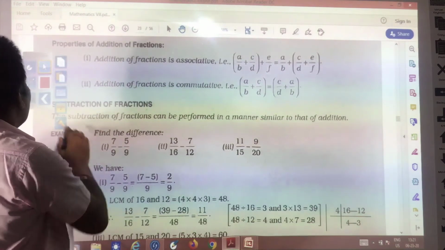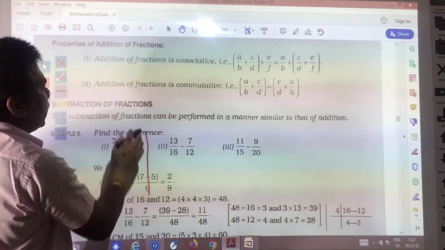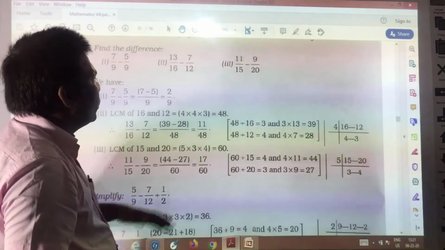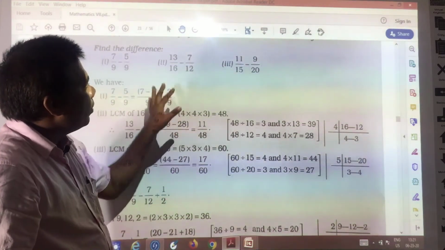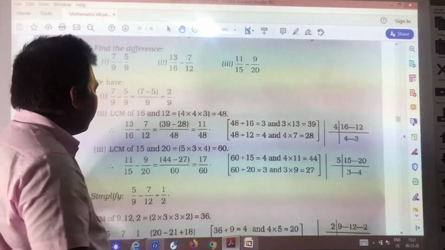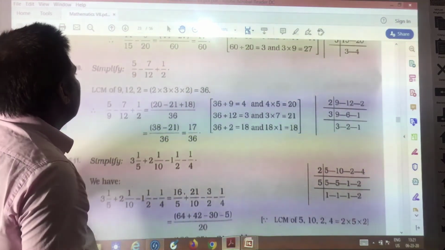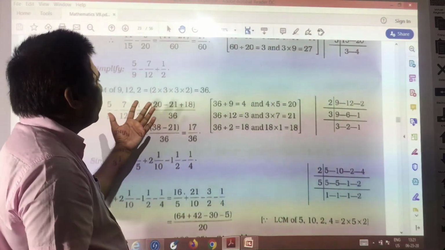Then you have subtraction of fractions. This I already told you just now. I hope you understood. The only difference is of sign. If plus sign is there, you put plus sign. If minus is there, you put minus sign. The method is the same. If you have addition and subtraction together, the same thing is required to be done.